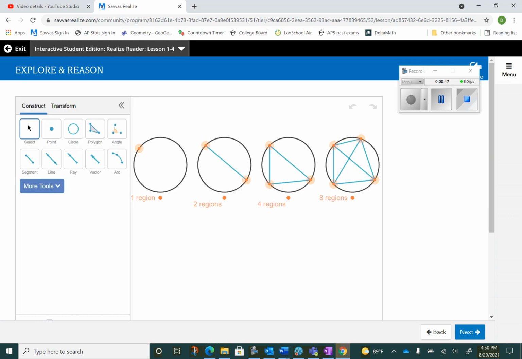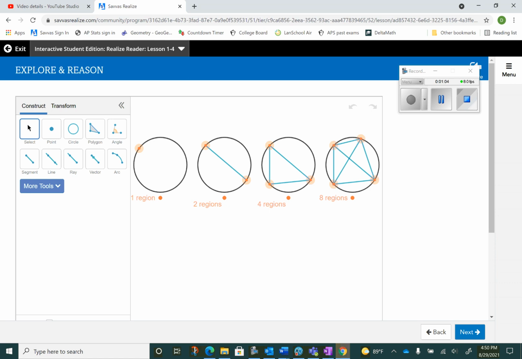Suppose we start with a circle. Put a point on the circle. There's only one region. We put 2 points on the circle. We play connect the dots in every possible way. That splits the circle into two regions.